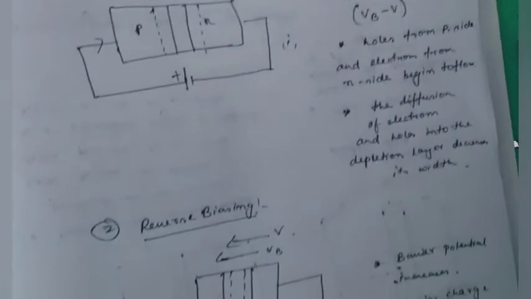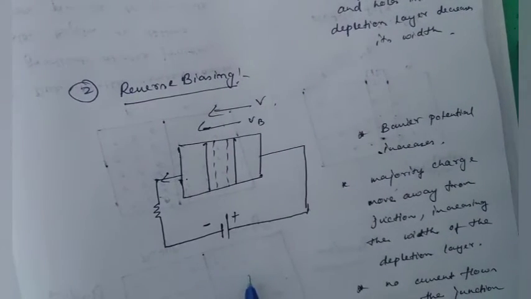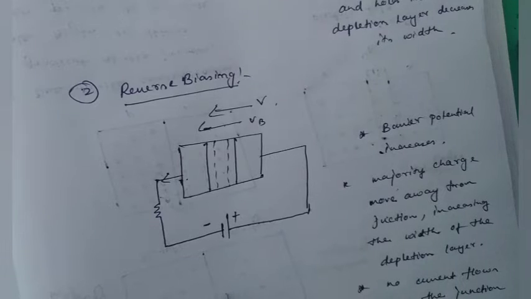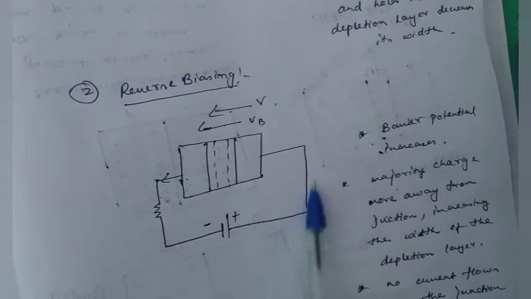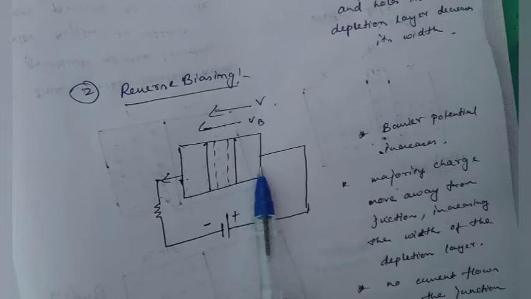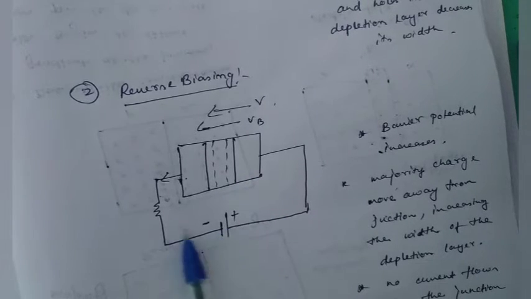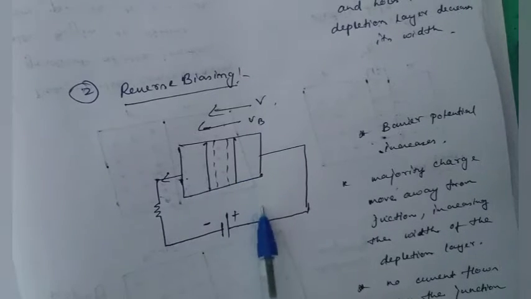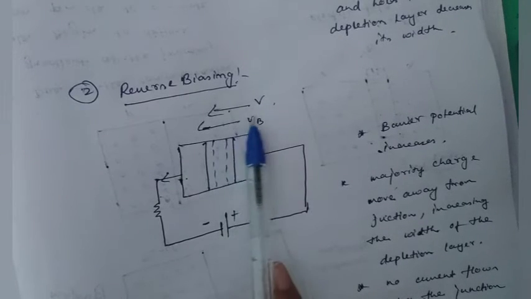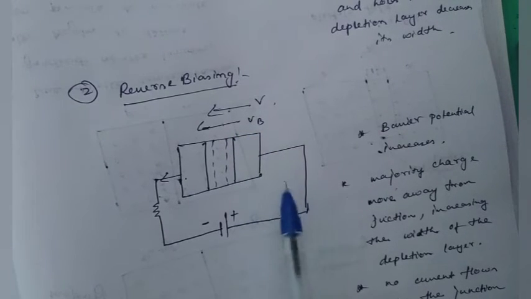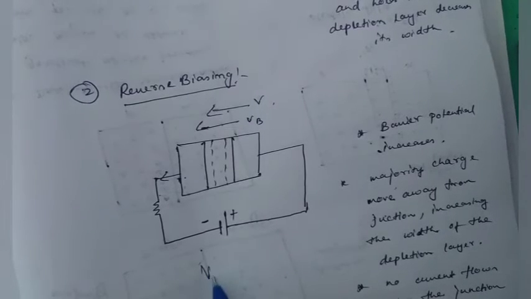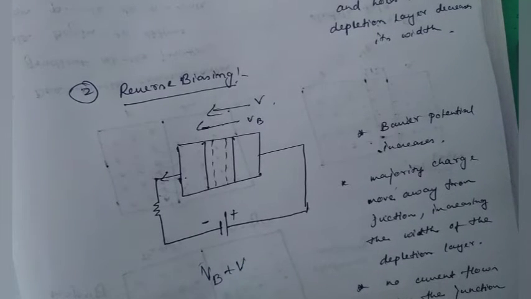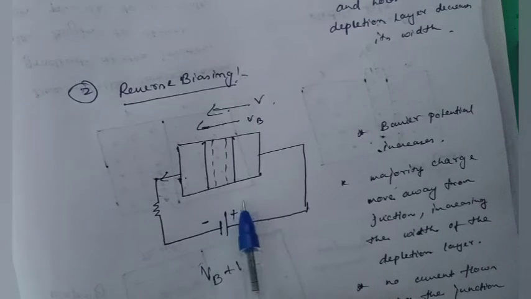Next is the reverse bias. In reverse bias, if the positive terminal of a battery is connected to the N side and the negative terminal is connected to the P side, then the PN junction is said to be reverse biased. Here the applied voltage and the barrier potential are in the same direction. So the barrier potential increases to VA plus VB, and hence the energy barrier across the junction also increases. The majority charge carriers move away.